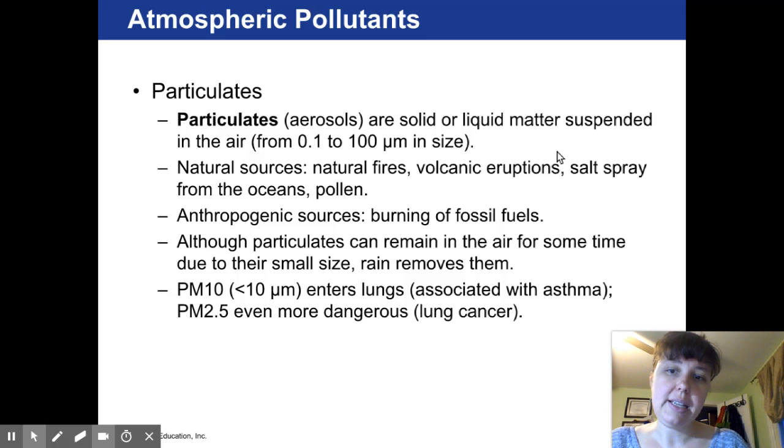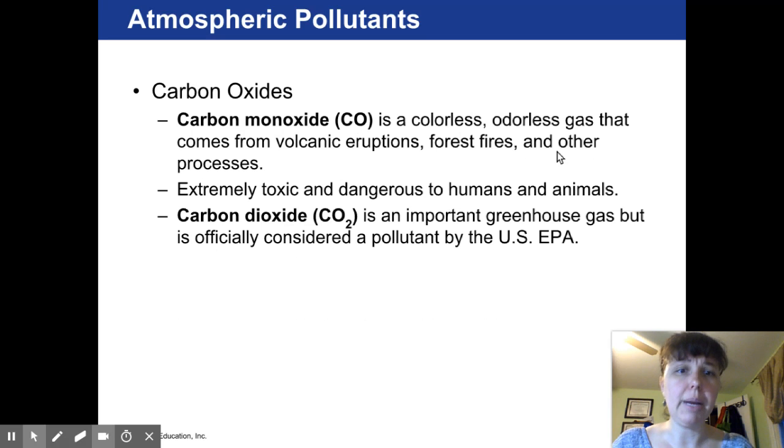Anything that is a particulate size of 10 micrometers can get into the lungs. And we associate these particulates as being a stimulant or an irritant that can cause things like asthma. 2.5 micrometers are the incredibly dangerous ones, and these are the small particulates that can cause agitations in the lungs and cause things like lung cancer. And I already mentioned miner's lung, black lung.